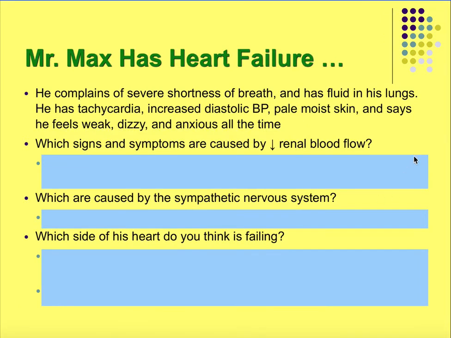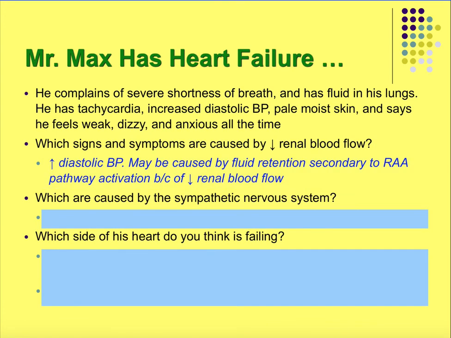So, Mr. Max has heart failure, and he complains of severe shortness of breath. He has fluid in his lungs. He has tachycardia, increased heart rate, increased diastolic blood pressure. He has pale, moist skin, and he says he feels weak, dizzy, and anxious all the time. Which signs and symptoms are caused by decreased renal blood flow? Renal blood flow would be low blood going to your kidneys.